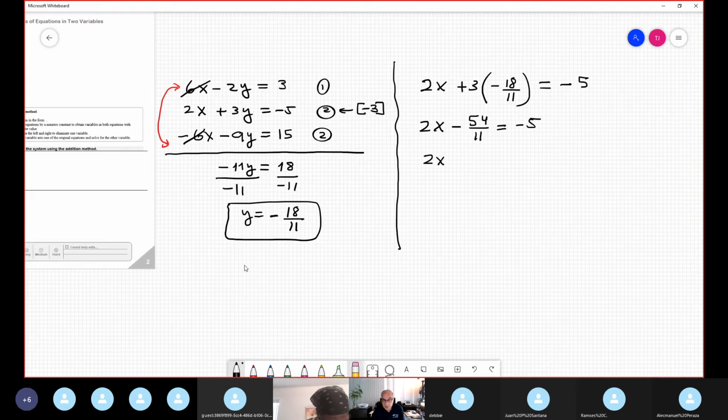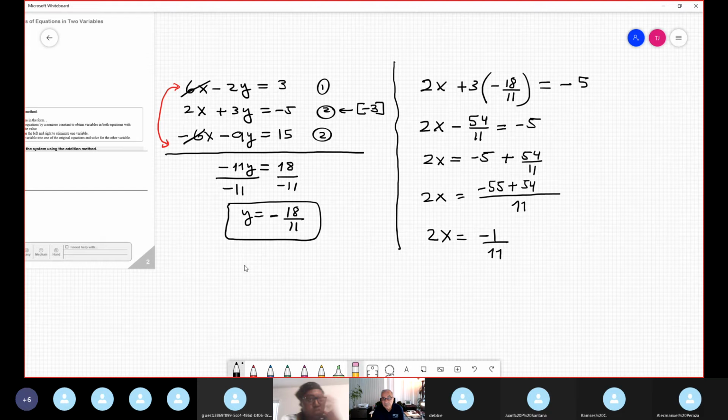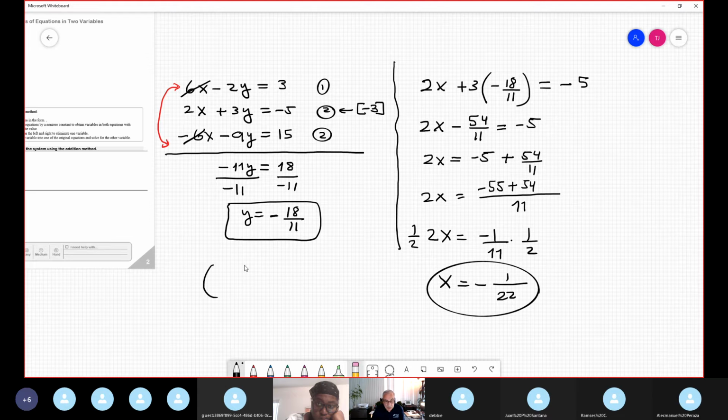Okay, so for x, 2x is equal to minus 5 plus 54 over 11. Now the least common denominator is 11. 11 times 5 is negative 55 plus 54. 2x is equal to negative 1 over 11. Leave it like that? No, I need to remove the 2. You divide by 2, but this is not convenient doing by division; the reciprocal is much better in my opinion. So x alone is equal to minus 1 over 22, because 11 times 2 is 22, and negative 1 times 1 is negative 1. And the solution is the ordered pair negative 1 over 22, comma negative 18 over 11.